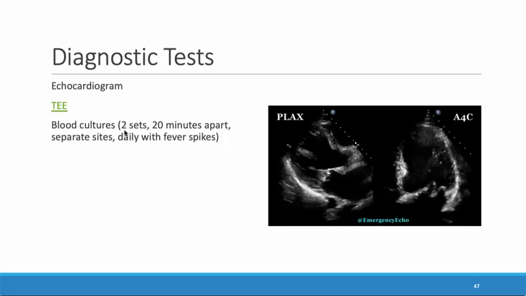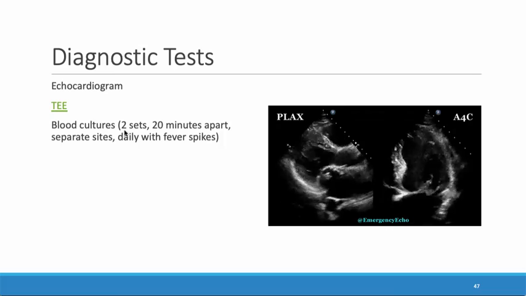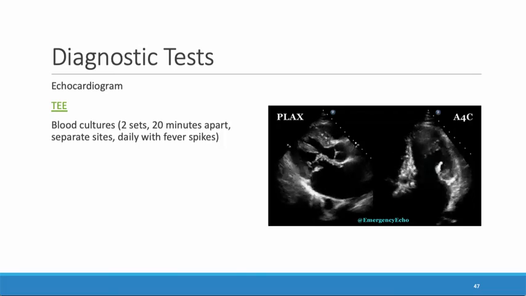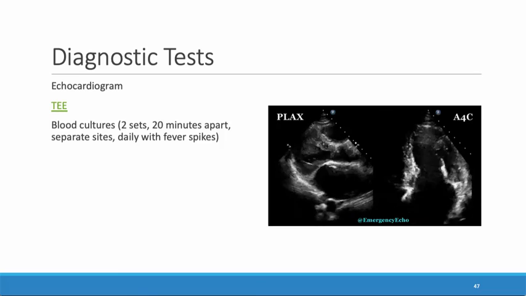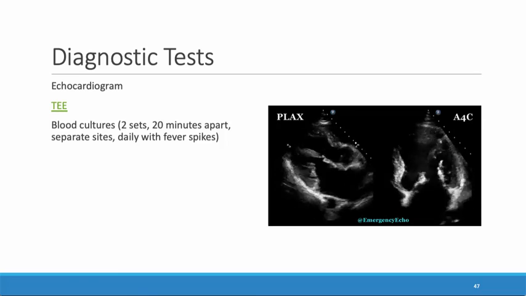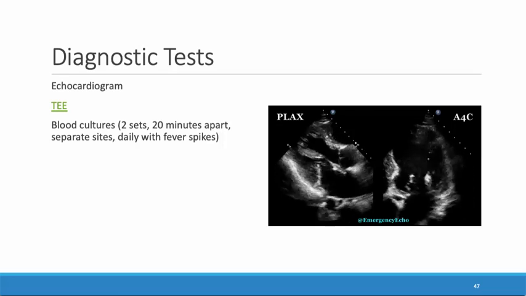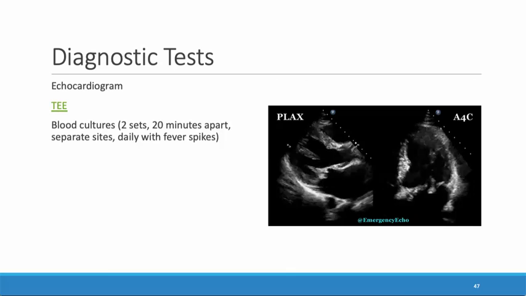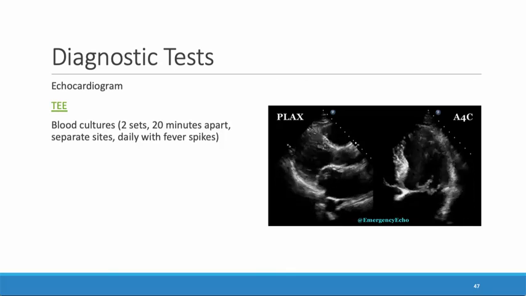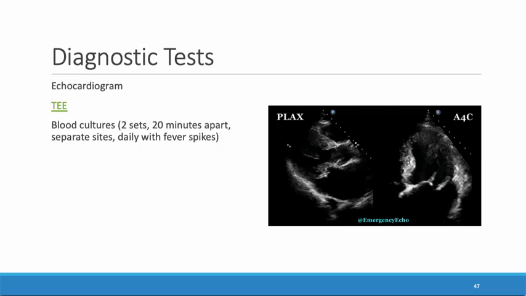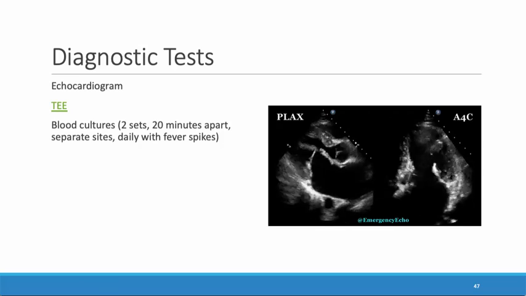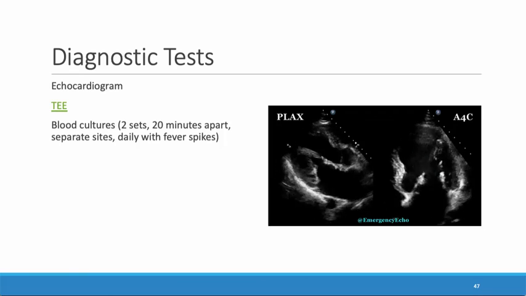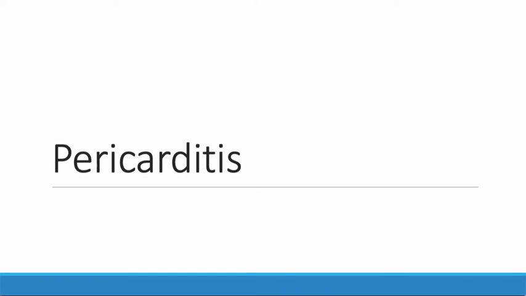And then, of course, we need blood cultures, and we have to do them right. You have to do it before antibiotics are given. We need 2 sets, 20 minutes apart at separate sites. And we get it every day with fever spikes, right? Until we identify the organism, because we want to use directed therapy. Remember empiric versus directed therapy. We want to use directed therapy so we know exactly what organism we're fixing, and then we give that antibiotic for that period of time.